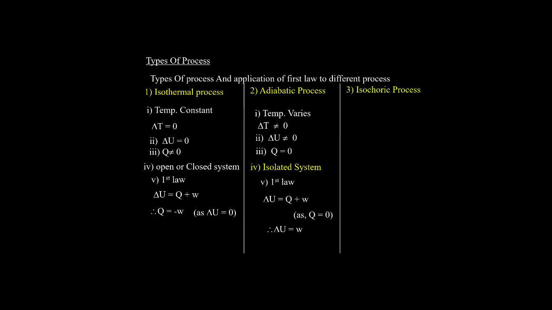Now, let us see another process, that is an isochoric process. In an isochoric process, volume is constant, delta V is equal to 0. Now, considering the equation W is equal to P delta V and replacing P with P external and Q with Q V, we get delta U is equal to Q V plus W. Since delta V is equal to 0 and P external into 0 will be equal to 0, hence W will be equal to 0.